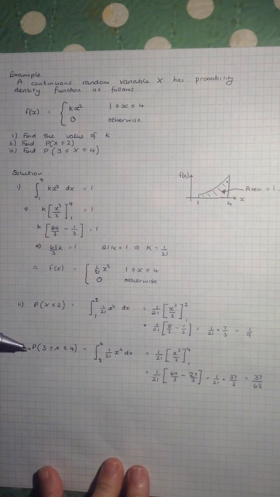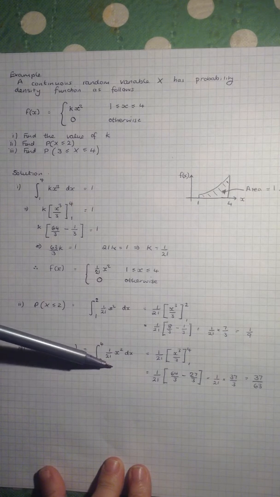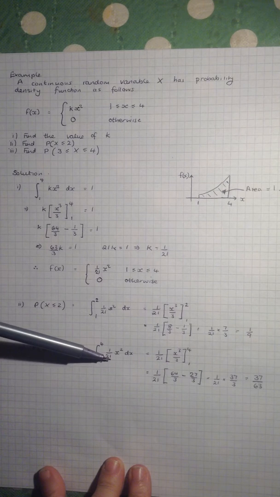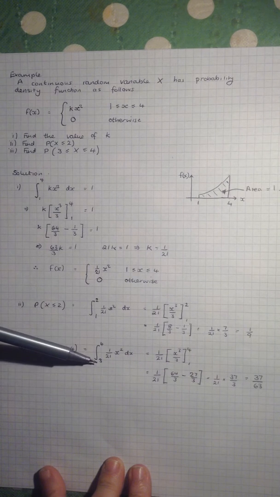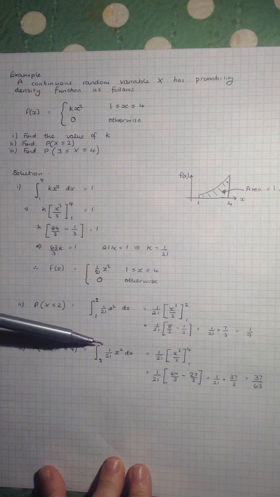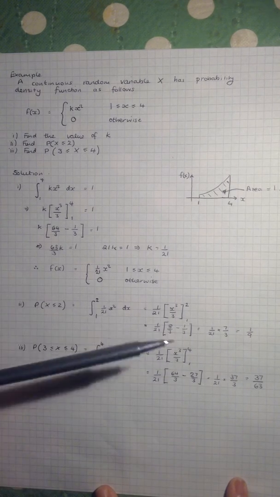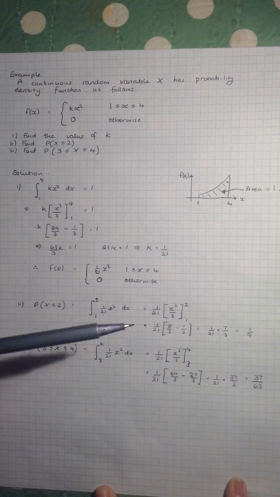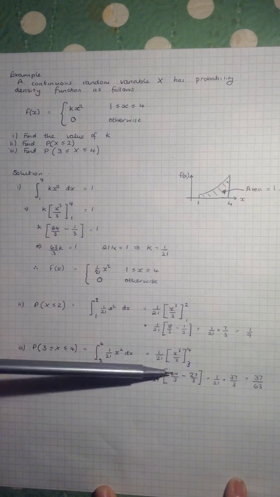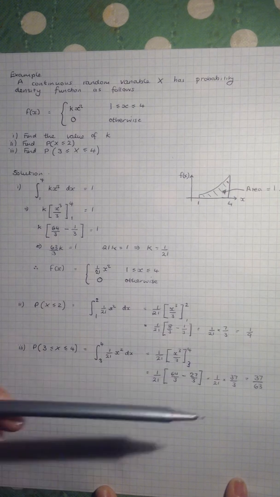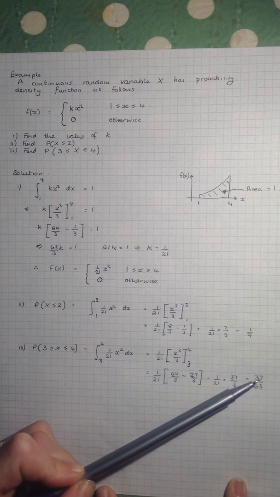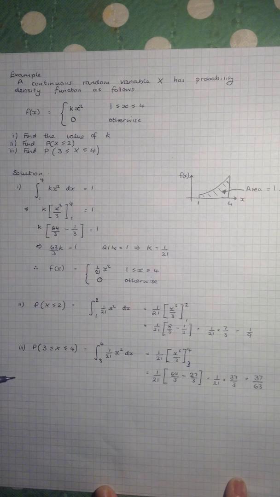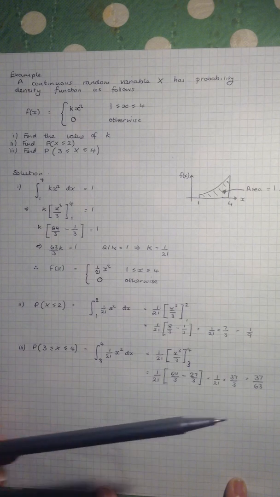Similar thing for the probability that x lies between 3 and 4. Same function, it's our PDF, 1/21 times x squared dx, and this time we're integrating between 3 and 4. Exactly the same as before, integrate it, that should be x cubed over 3, substitute in the 4, substitute in the 3, simplify, and you get 37/63. So the probability that x lies between 3 and 4 is 37/63.